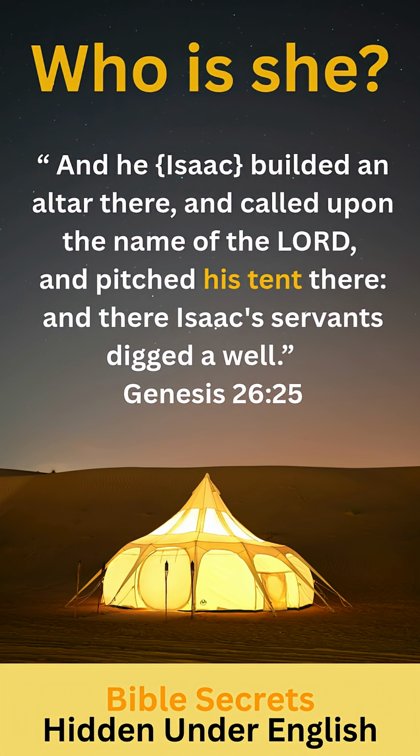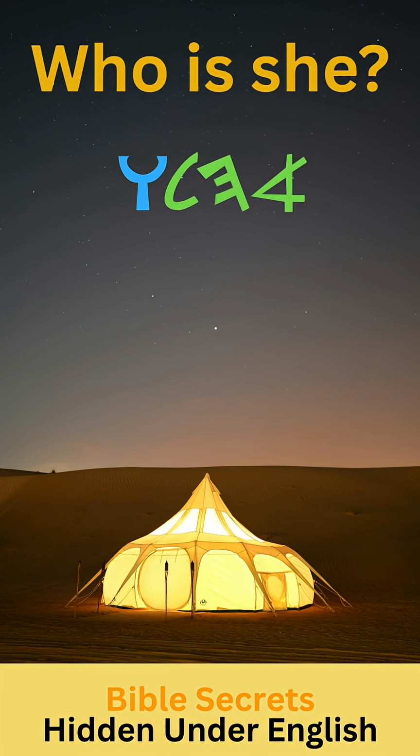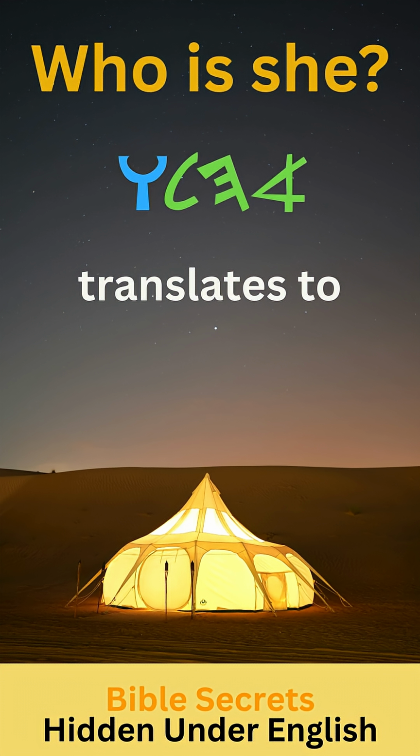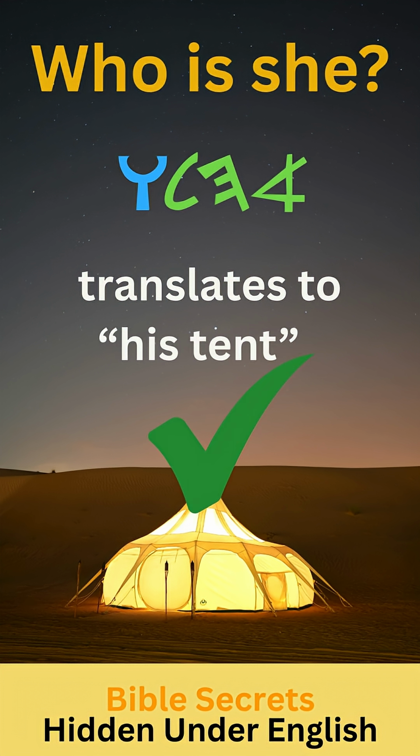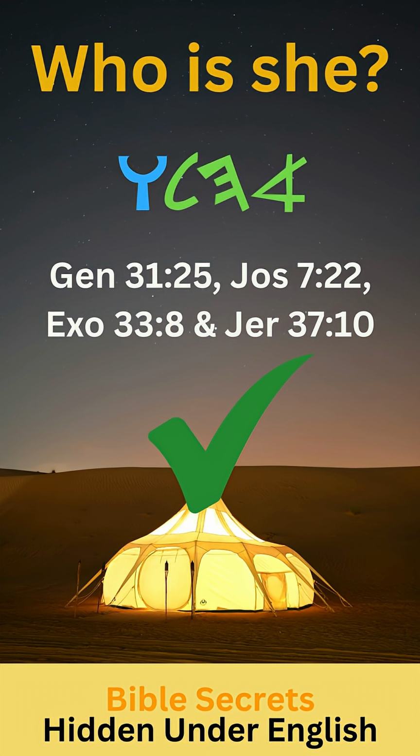When you read Genesis 26:25, Isaac builds an altar to call upon the name of Yah and pitches his tent. The ancient Hebrew is spelled Aleph, He, Lamed, Vav. The Vav ending is the masculine suffix meaning his, so the English phrase "his tent" is properly translated. This same spelling and correct translation is rendered "his tent" in Genesis 31:25, Joshua 7:22, Exodus 33:8, and Jeremiah 37:10.